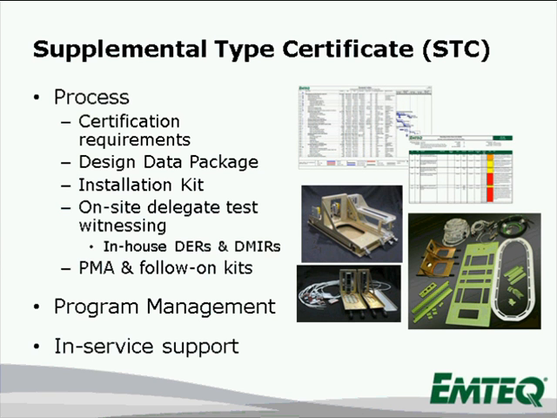Once that's provided, that's shipped to the customer, it's installed on the aircraft, and then an on-site delegate comes and witnesses the test. So typically there's an FAA DAR installation conformity inspection, followed by a ground test with an EMTEQ or an FAA DER. After that's completed, all of the data and the test reports are sent to the FAA for final review and STC issuance, and then PMA, the parts manufacturer approval, is issued to supply the follow-on kits so that additional kits for remaining aircraft can be shipped with 8130-3.